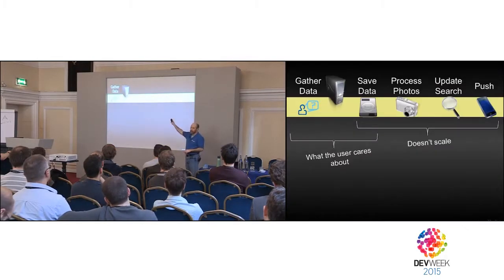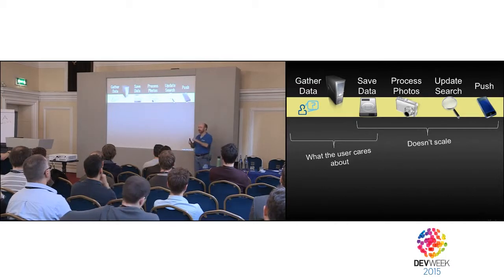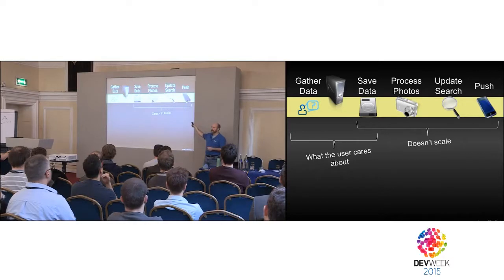So we're gonna go out, we're gonna gather the data. That data is gonna get saved, we're gonna process some photos, right? We're gonna update search, and we're gonna push a notification to people to say, hey, if you happen to be interested in this area, or you happen to be interested in a four-bedroom apartment or a four-bedroom condo, then they become available. Now, the problem with this is if it was designed front to back as one process, this doesn't scale, right?